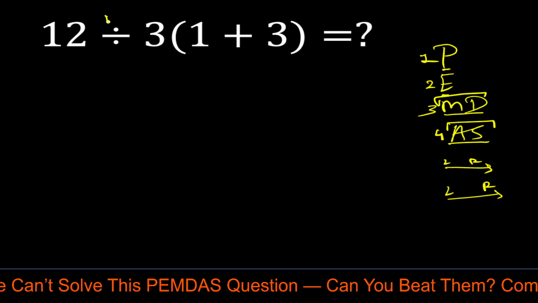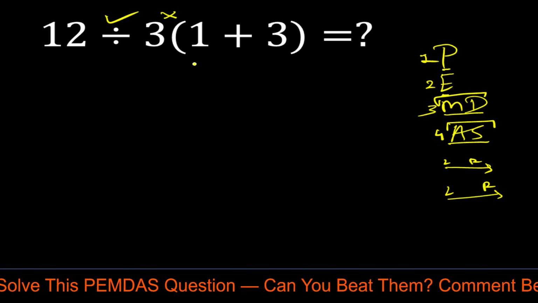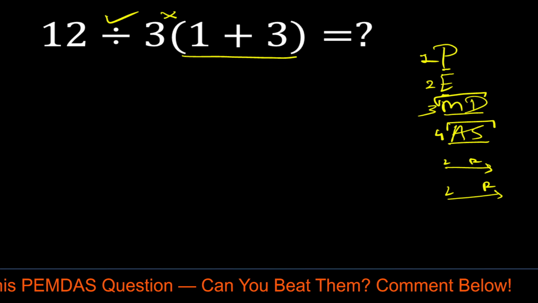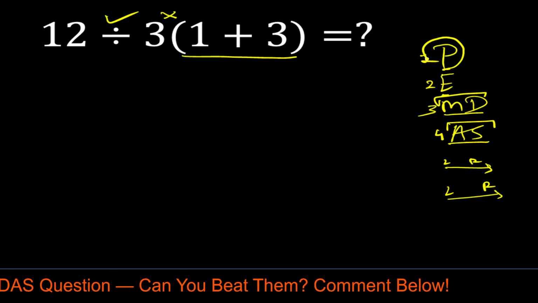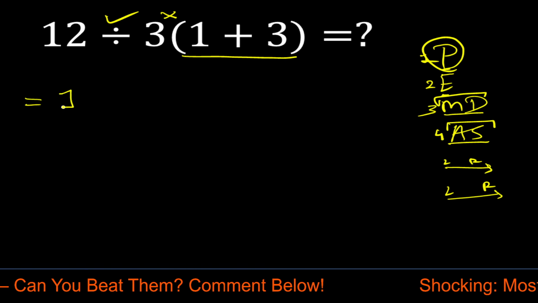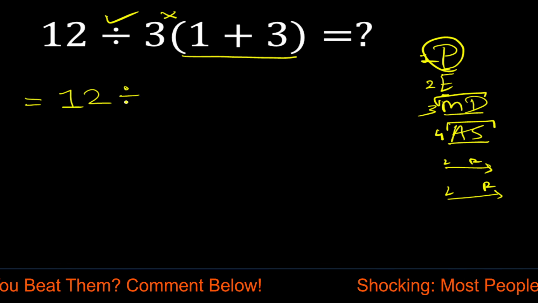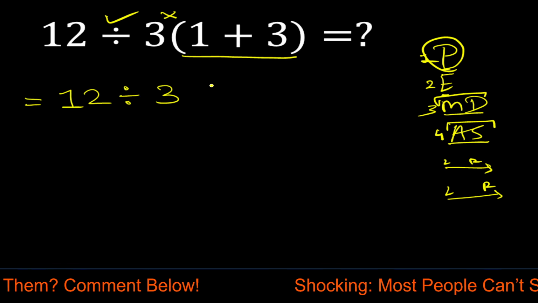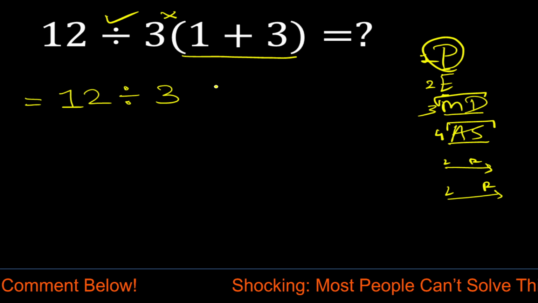So in this question here we have division, here multiplication, and here parenthesis, right? So according to the PEMDAS rule, first we have to solve parenthesis. So now 12 divided by 3. Now solve this parenthesis first. 1 plus 3 is equal to 4.